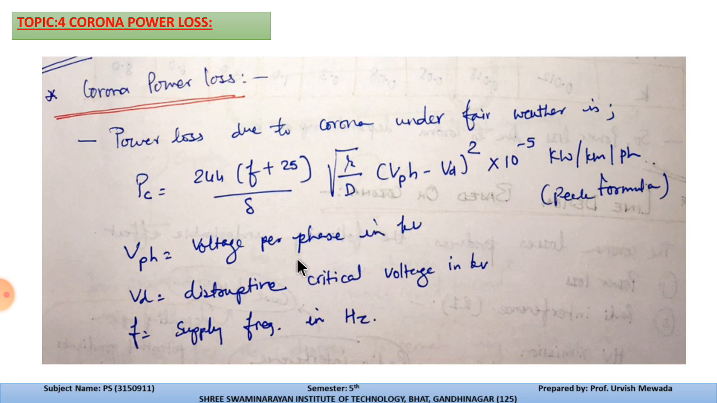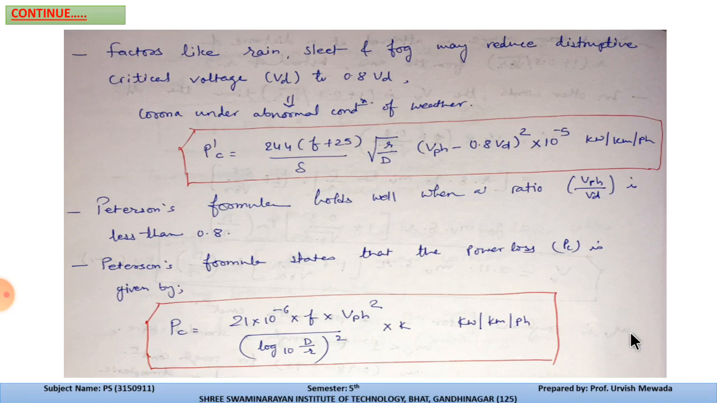Now in this, VPH is the voltage per phase in kV, VD is the critical disruptive voltage in kV, and f is the frequency in hertz. So this is the power loss equation. Generally, factors like rain, sleet meaning snow or hail, and fog may reduce the critical disruptive voltage VD to 0.8 VD. In such atmospheric conditions, the condition supports corona formation.